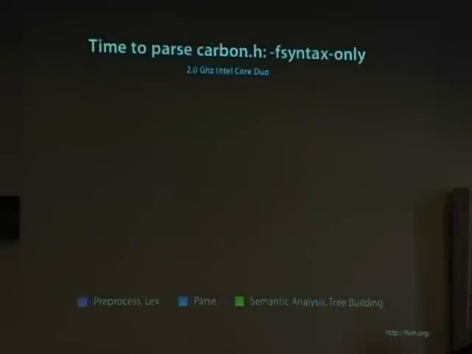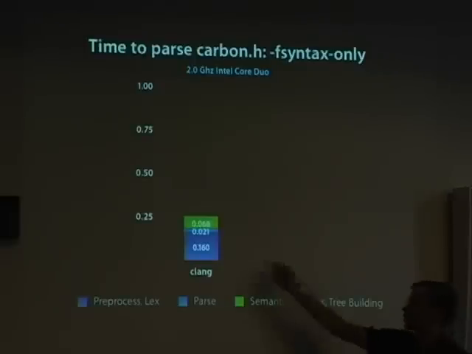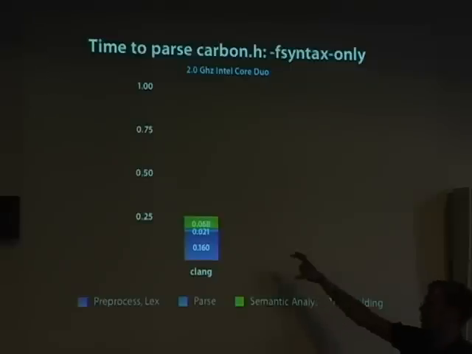So another interesting experiment is compile time, right? That's a natural thing. Because we can separate the semantic analysis from the parsing itself, we can actually measure preprocessing, parsing, and the semantic analysis and AST building pieces in isolation. And so we found that preprocessing, unsurprisingly, is the biggest chunk of our time spent on carbon.h, at 0.16 seconds.